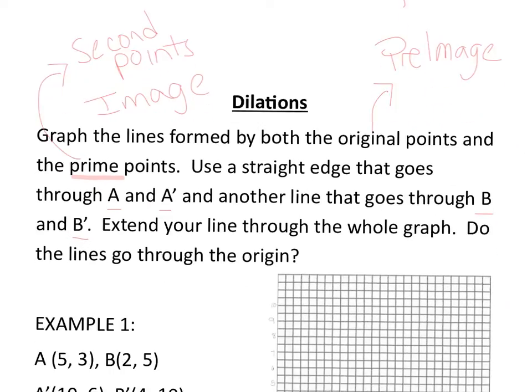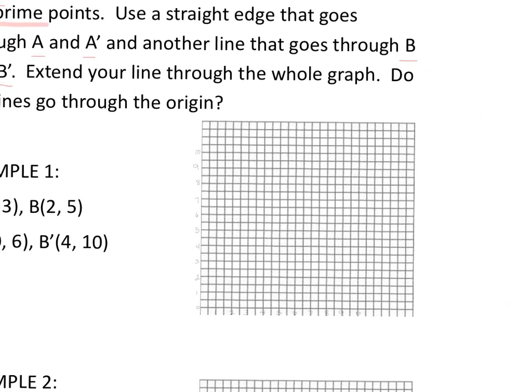So I went ahead and labeled my graph, and I skip counted by 2s just because I wanted it spread out so that it was easily read. Go ahead and graph A and B. So there are points A and B. A, I went over 5 and then up to the 3. For B, I went over 2 and up to the 5.